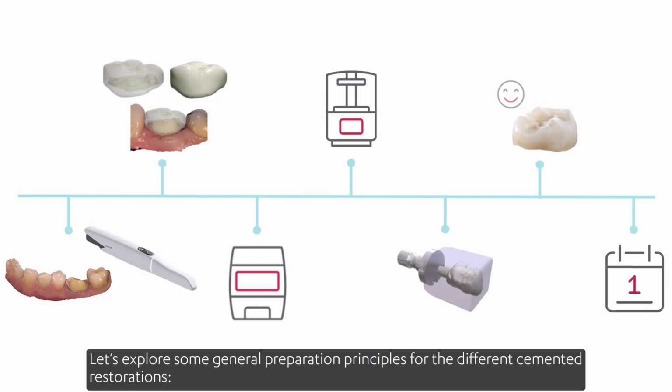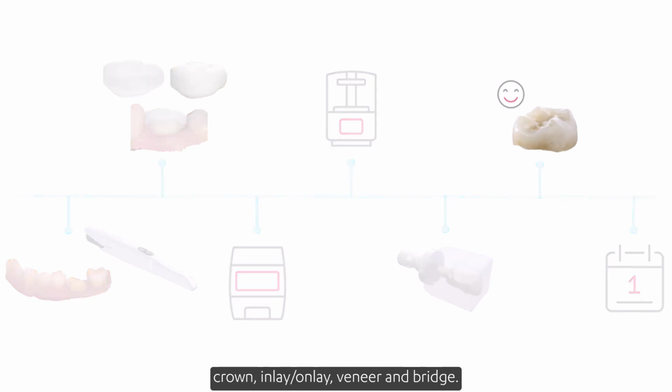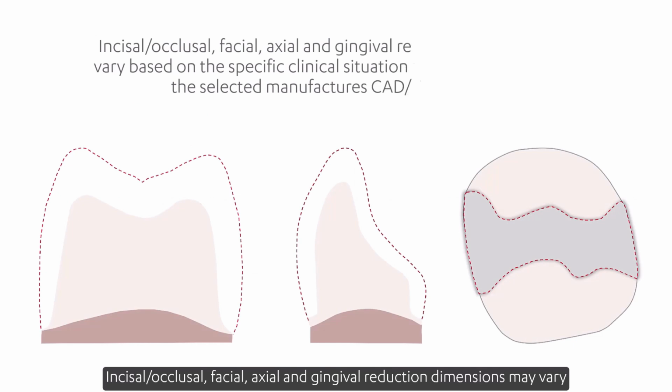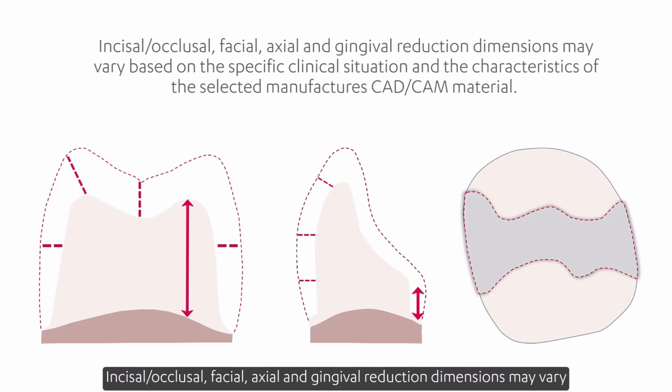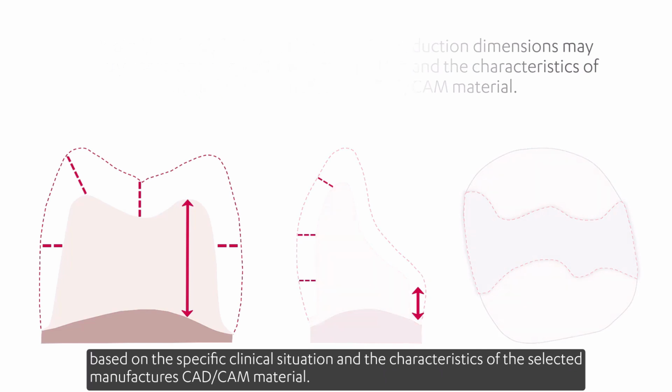Let's explore some general preparation principles for the different cemented restorations: crown, inlay, onlay, veneer, and bridge. Incisal, occlusal, facial, axial, and gingival reduction dimensions may vary based on the specific clinical situations and the characteristics of the selected manufacturer's CAD/CAM material.